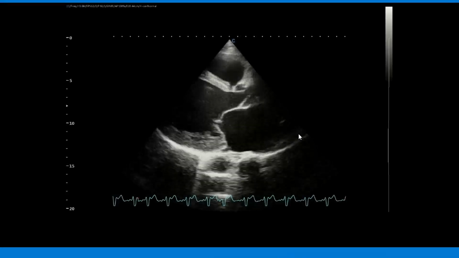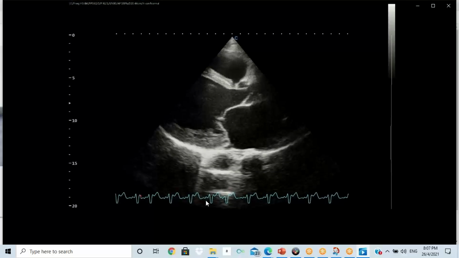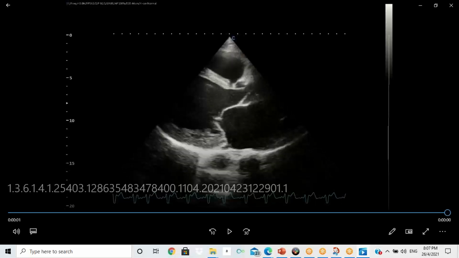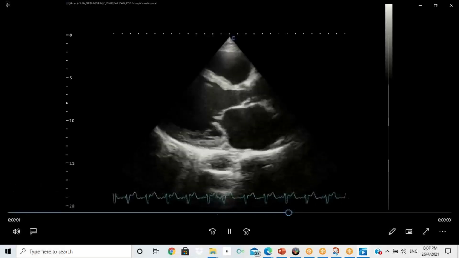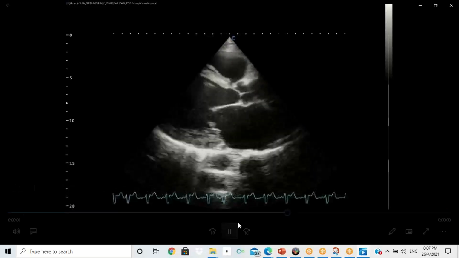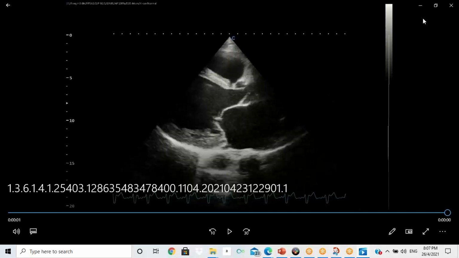Okay, so you can see in diastole, the mitral valve opens. Okay, in systole, the aortic valve opens. Okay, and this heart is not contracting too well.